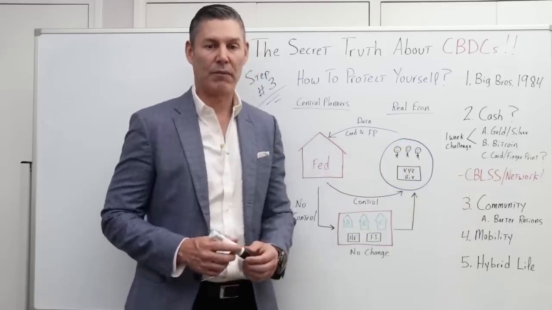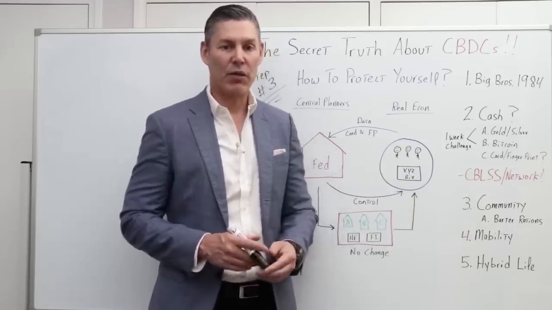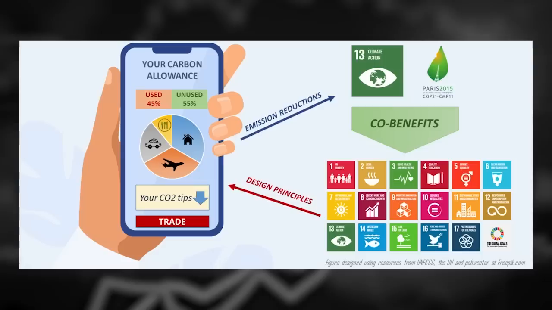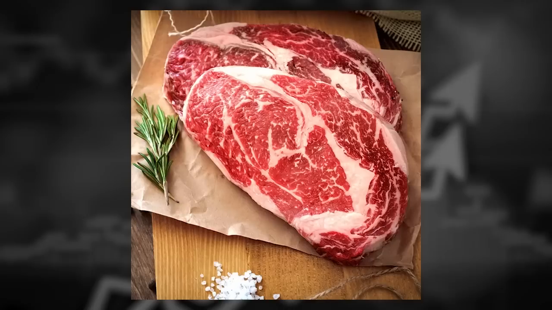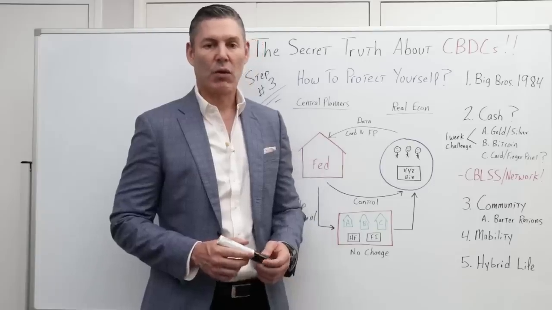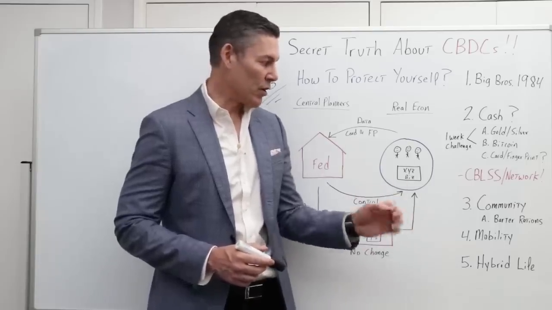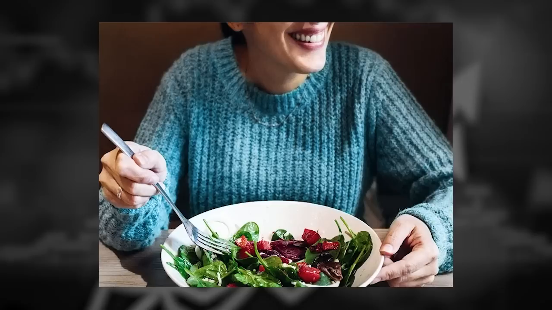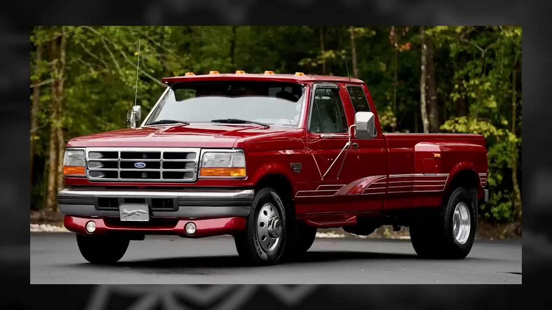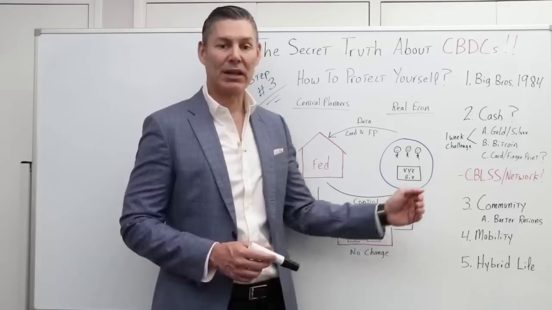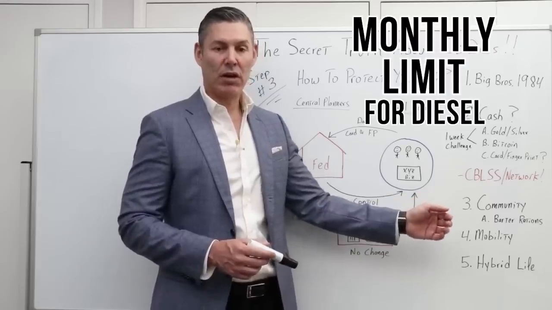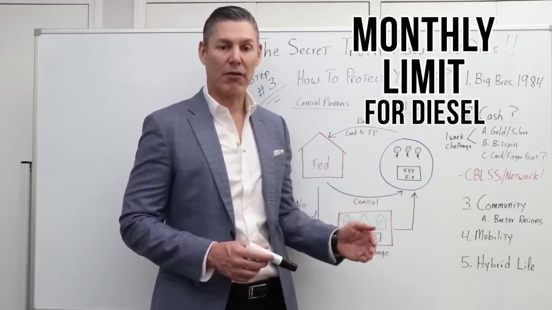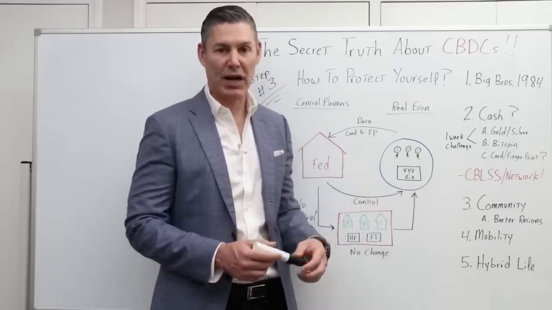Let me give you an example. So let's just say that they give you a certain carbon allowance per month. So you can only buy 5 pounds of beef. Okay, well, let's say that someone within your liberty-minded community is a vegetarian, but they drive a diesel truck. So let's say they get to their monthly limit for diesel, and you get to your monthly limit for beef. Let's assume you have a gas car.